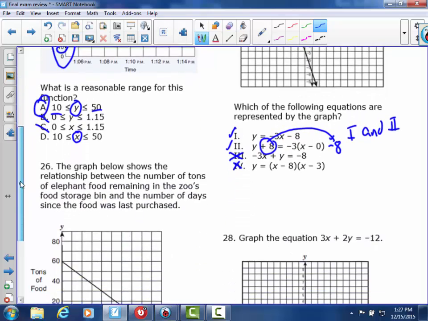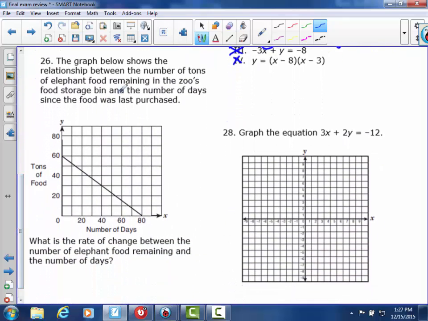Okay, on 26, the graph below shows the relationship between the number of tons of elephant food remaining in the zoo storage bin and the number of days since the food was last purchased. What is the rate of change? Okay, so let's look. How much did it change? We started off with 60, and by day 80, we were at 0 food. So we changed from 60 to 0, so we went down 60, and we went over a course of 80 days. So when we're decreasing, that's a negative rate of change, and when we simplify that, we get negative 3/4.